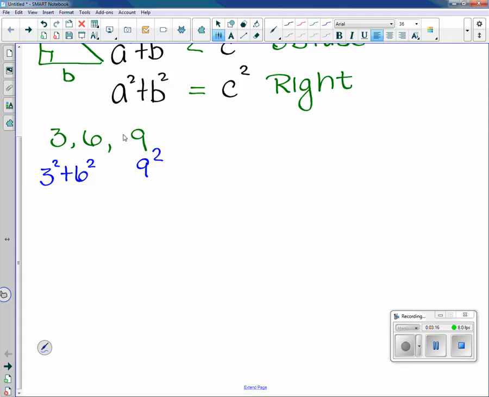3 squared plus 6 squared is 45. All right, and then what is 9 squared? 81. So who won this war? The acute little triangles or the obtuse side? Oh, the obtuse side. So this would be an obtuse triangle. Is everybody with me?